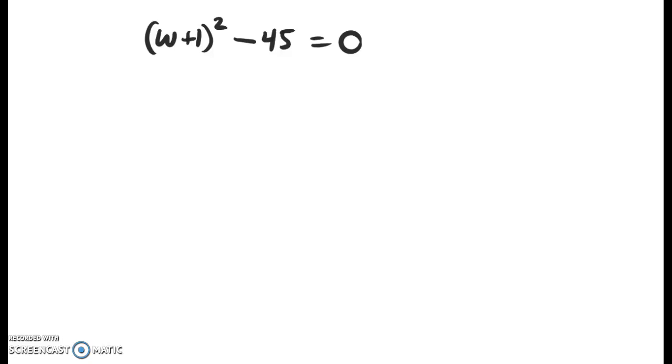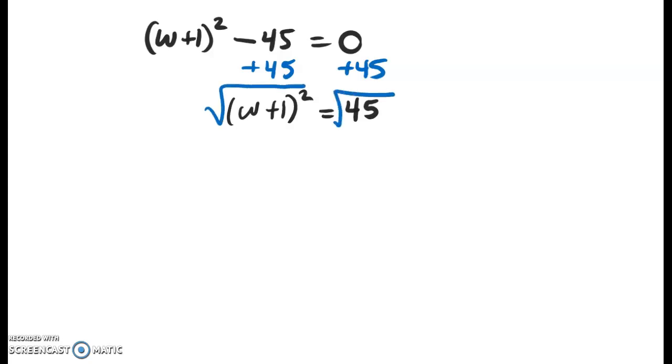Or with this one, similar to what we did last time, if you can isolate the squared side onto one side of the equal sign, then you can use that property of taking the square root of both sides. So once I am able to get a base raised to an exponent isolated like this, or like in the previous problem, I can use the principle of taking the square root of both sides. And I'll end up with w plus 1 is equal to plus or minus the square root of 45.